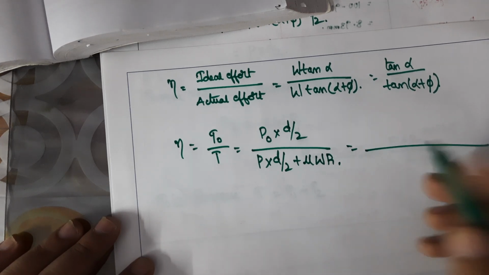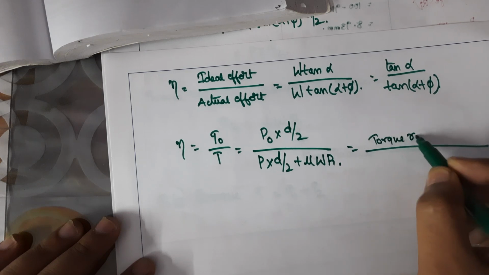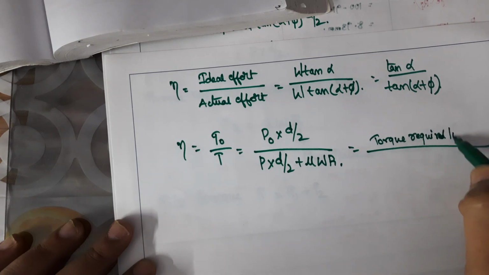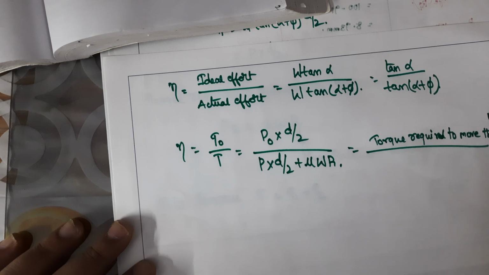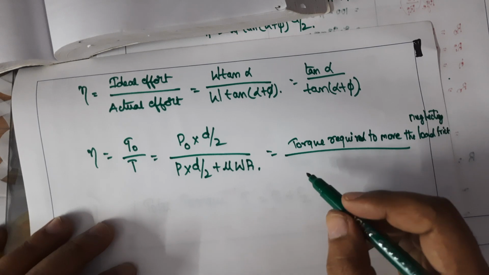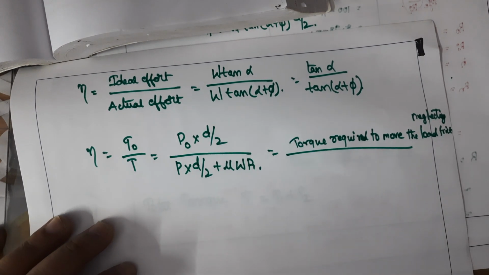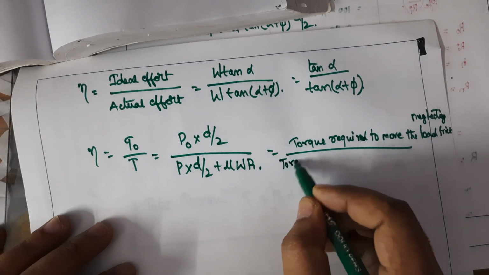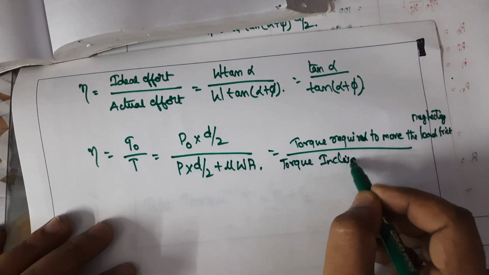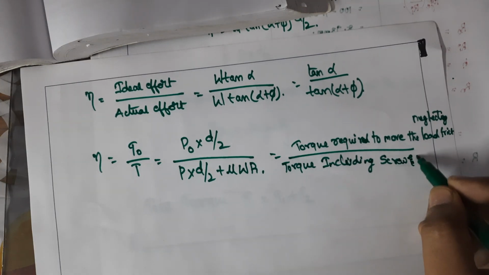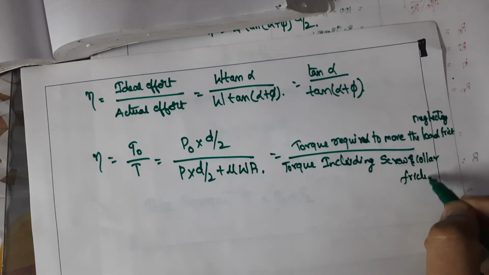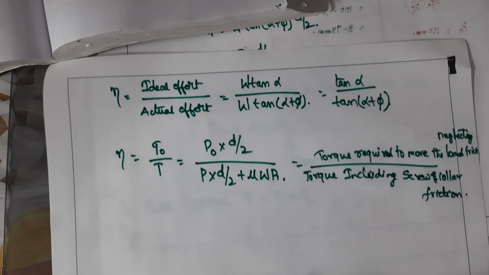That means the torque required to move the load neglecting the friction, divided by the total torque required to move the load including the screw and collar friction. Okay, so this is the value of efficiency.